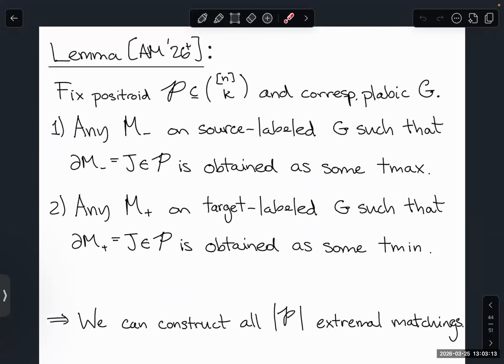And the last little thing to say is that if we have a positroid with this as the set of boundary conditions that are matchable on its plabic graph G, then the last thing is saying that any minimal matching on a source labeled graph is constructed as some Tmax, and any maximal matching on a target labeled graph is constructed as some Tmin. And so we can construct all of the expected extremal matchings with boundary conditions in our positroid, which is a good thing.